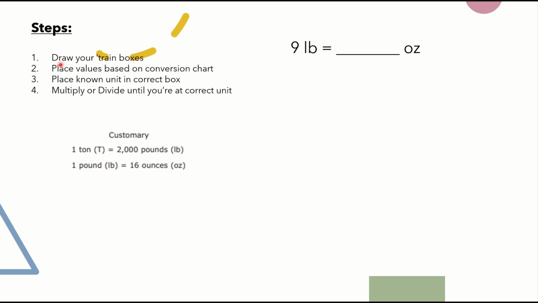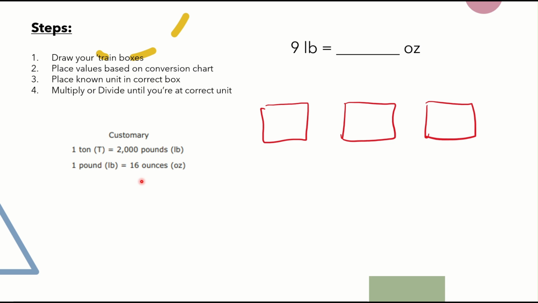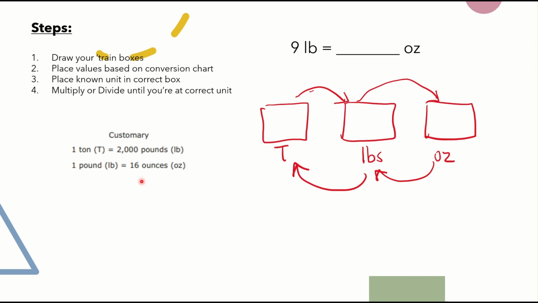Let's look at example number 3. First things first, we have to draw our boxes. We look at our information from our formula chart. We have tons, pounds, ounces, so I would need 3 boxes. Step 2, now we place in our values based off our conversion chart. We know that 1 ton is equal to 2,000 pounds, and 1 pound has 16 ounces. And I would do the same thing under my divide.